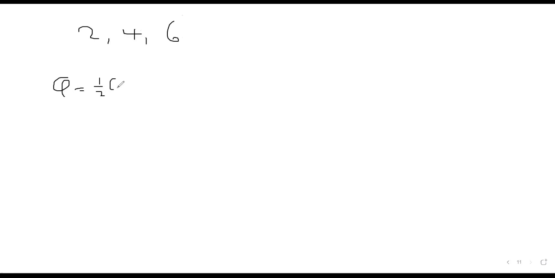Half of n. So n here is, there are 3 numbers there. So half of what? 3 is what? 1.5. So 1.5 you round up. So it's the second position. So if you look here, what is the second position? It is 4.